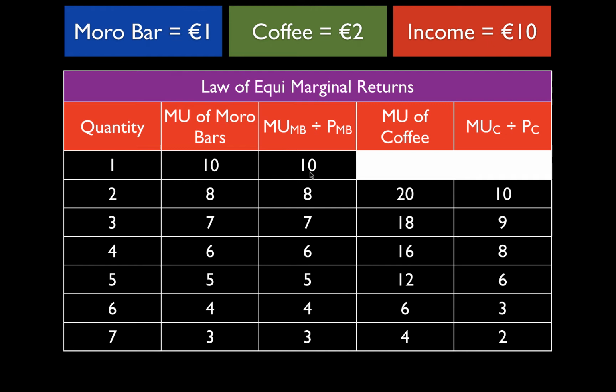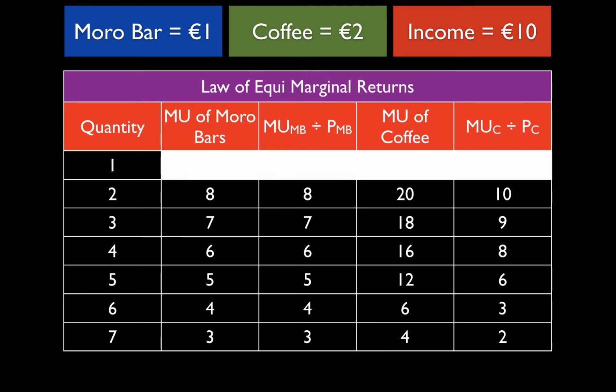The first Maro bar, which gives him 10 marginal utils per euro, or the second coffee, which gives him 10 marginal utils per euro? And the idea here is he's completely indifferent between the two. He does not care which he chooses. So for this example, I'm going to say he buys the Maro bar. Okay, just for no reason. I could have easily said he bought the coffee. But we'll go from that.